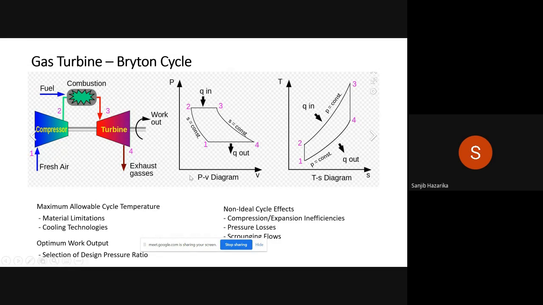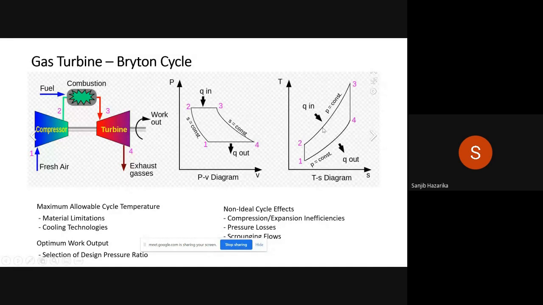So those things are important, and optimum work, meaning how much work this cycle will do, depends very much upon the pressure ratio. Pressure ratio is nothing but the discharge pressure of that compressor. So the ratio is the pressure at this point to the pressure at the inlet of the compressor. That's called pressure ratio, and this ratio is a very important factor in the overall efficiency or performance of this Brayton cycle.